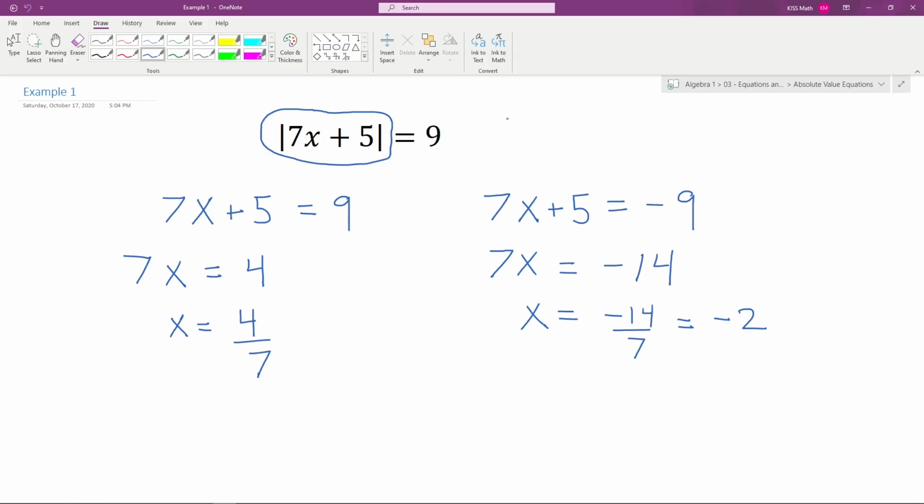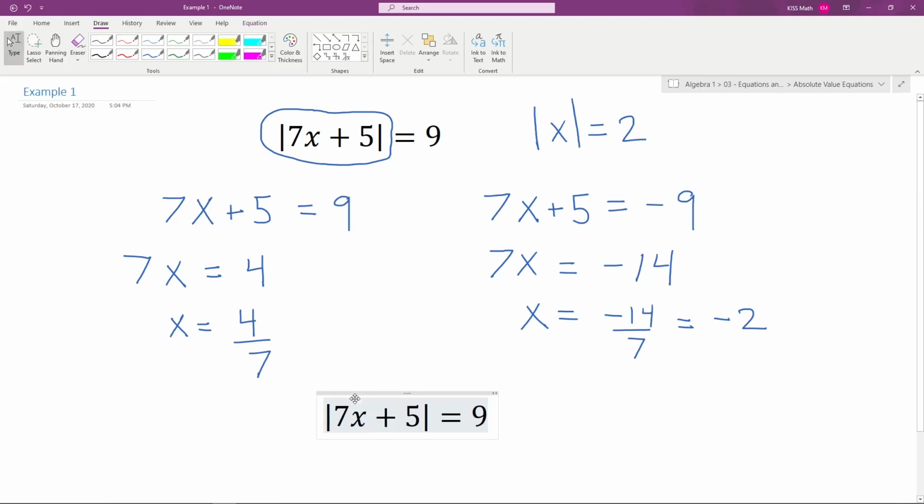The reason for that is think of something very simple, like the absolute value of x equals 2. Well, in this case, x could either be a positive 2 or a negative 2, because this absolute value just turns everything positive, right? So in the same way, everything inside this absolute value, this 7x plus 5, can either equal 9 or negative 9, which is why we made our two separate equations in order to find both answers. And just like before, the next step is to check them to make sure they make sense in the original equation. So let's do that.